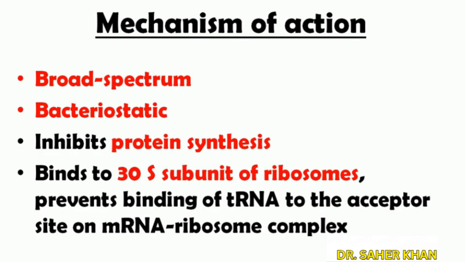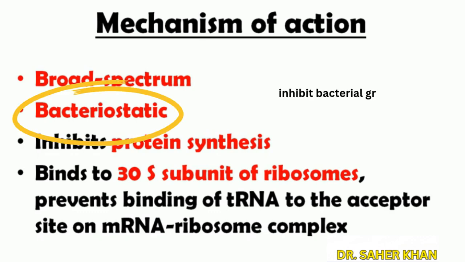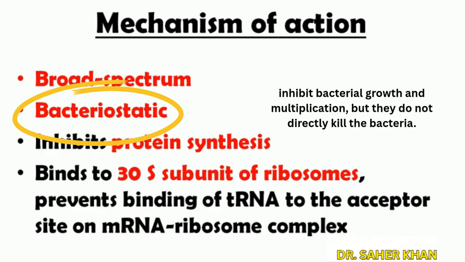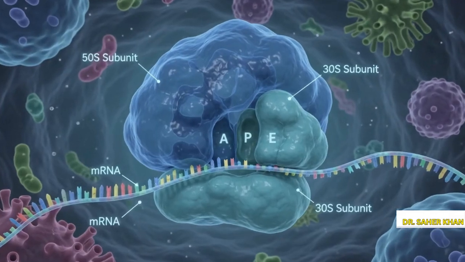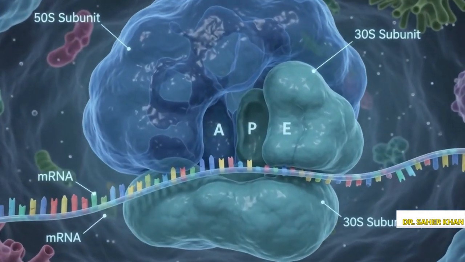Next, in terms of their effect on bacteria, tetracyclines are bacteriostatic. This means they inhibit bacterial growth and multiplication, but they do not directly kill the bacteria. Now, coming to the actual mechanism, tetracyclines act by inhibiting protein synthesis in bacteria. So, to understand this, remember that the bacterial ribosome has two subunits, the 50S subunit and the 30S subunit. Tetracyclines specifically bind to the 30S subunit of the bacterial ribosome.